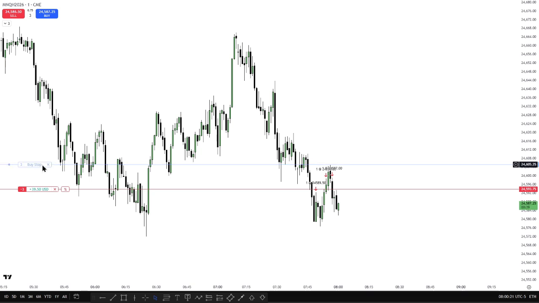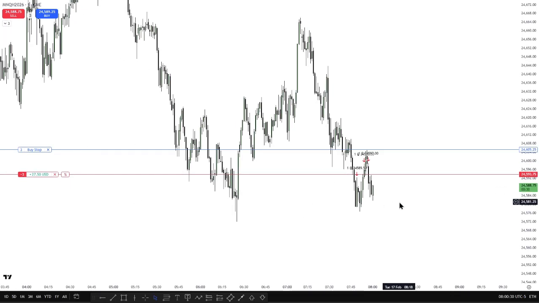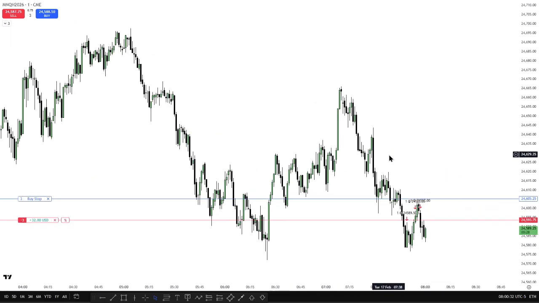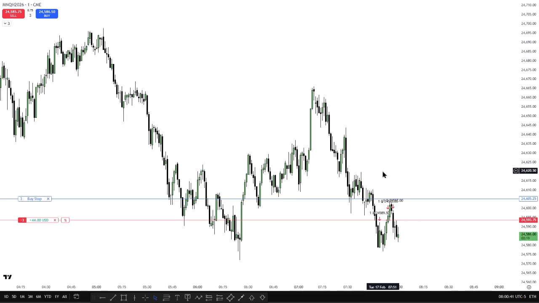So now I'm only risking 12.5 handles. I've probably done the maths completely wrong somewhere, but yeah, this is a way of trading where it's very stress free. Like, I don't feel anything right now. Probably because I'm used to minis.